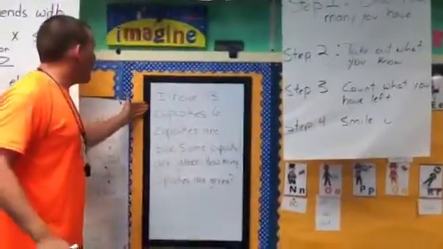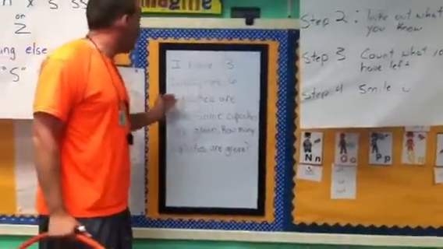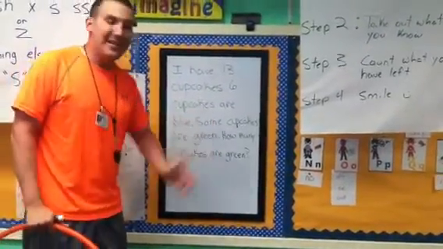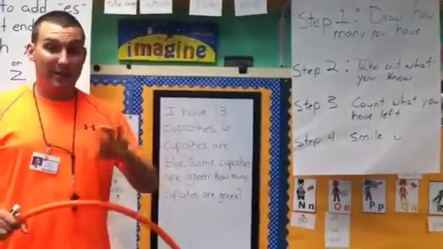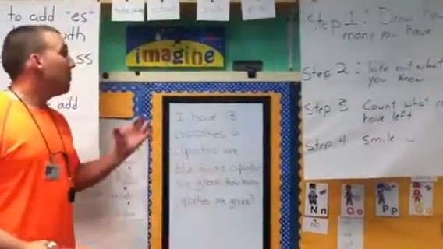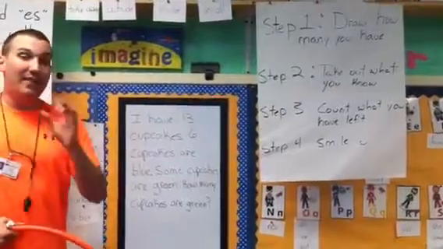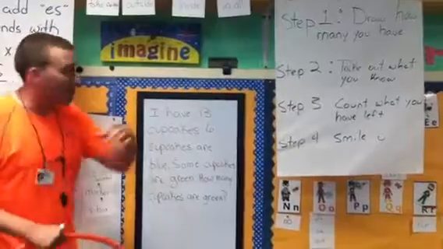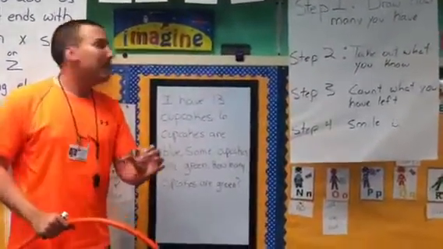If we have a question such as this: I have 13 cupcakes. 6 cupcakes are blue. Some cupcakes are green. How many cupcakes are green? Now please, feel free to pause anytime during this video to do your own illustrations or whatever you would like to do to help you solve this question. But let's look at the step-by-step chart. Once again, I'm going to read the question. If I have 13 cupcakes, 6 cupcakes are blue, some cupcakes are green, how many cupcakes are green? So let's go to the chart.